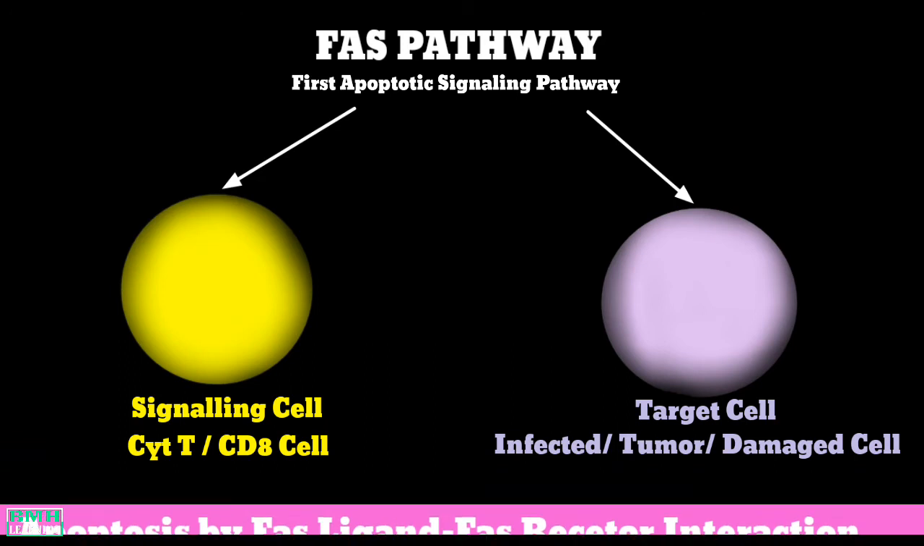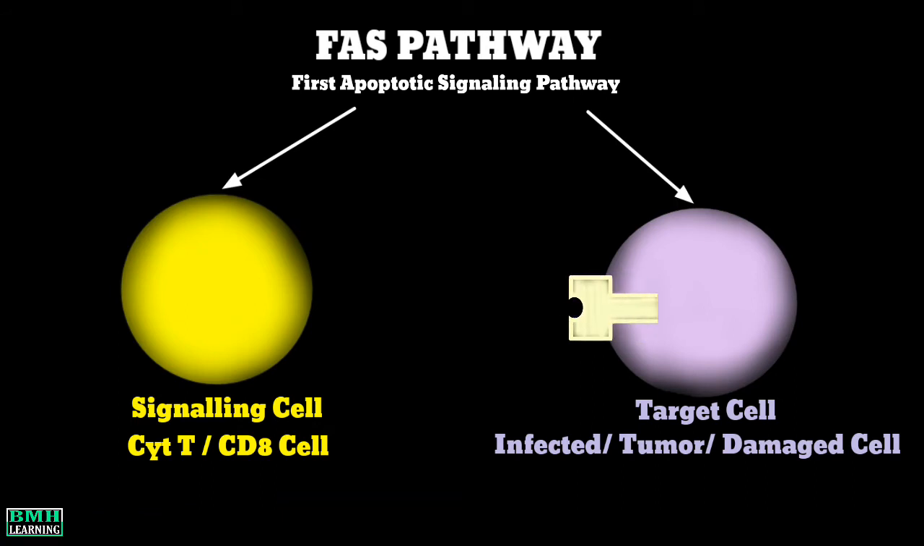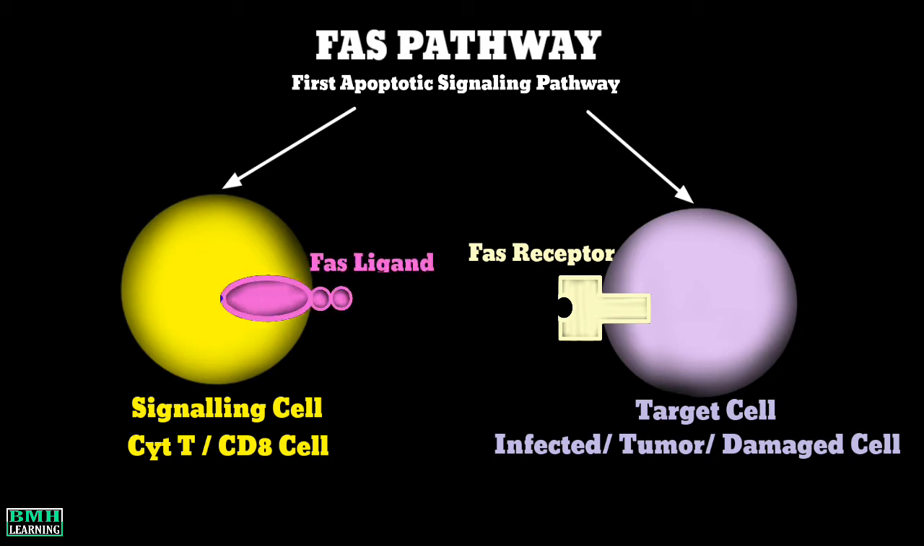So, these target cells express receptors called FAS receptor, while the surface of these T cells has FAS ligand. The cytotoxic T cells bind to the FAS receptor through their FAS ligand. This interaction releases apoptotic signals, which in turn cause apoptosis. Let's see how it goes in detail.